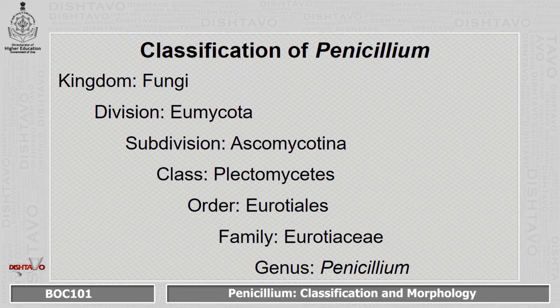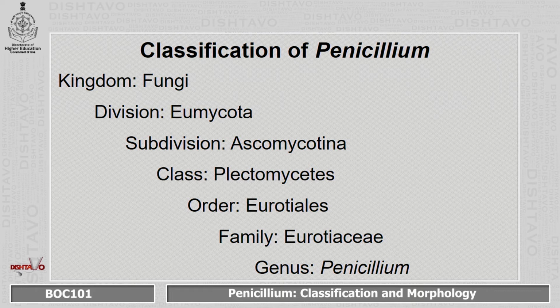Coming to the classification of Penicillium, it belongs to kingdom fungi. Division is Eumycota, that is they are true fungi which have the cell wall. Subdivision is Ascomycotina. The members of this subdivision Ascomycotina produce spores in the form of ascospores. These ascospores are produced in a sac-like structure called ascus, and asci are produced in a fruiting body called ascocarp.